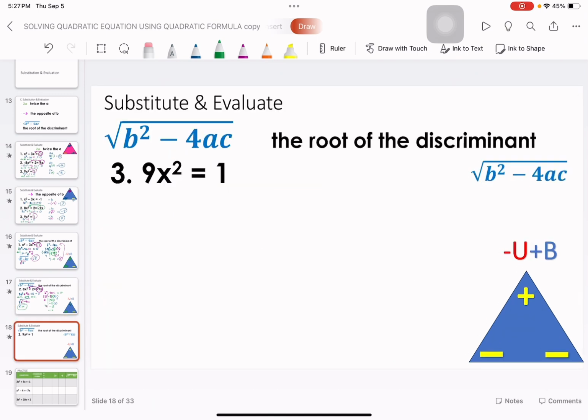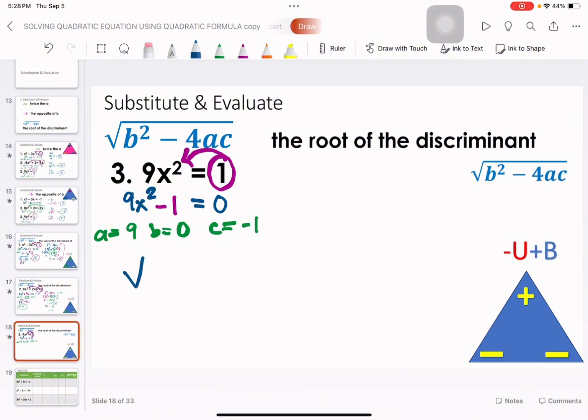So for the third example, let's now have this: 9x squared equals 1. First things first, we have to rewrite it into standard form. This has no linear term, so we'll be proceeding to our constant term, and that is positive 1. When it crosses over the equal sign, it changes the sign. This one is positive, right? It will turn into negative 1, equals 0. Now let's identify the ABCs. For the A value, we have 9. B is not here. There's no linear term, so our coefficient B is 0. And for our C, that is negative 1.